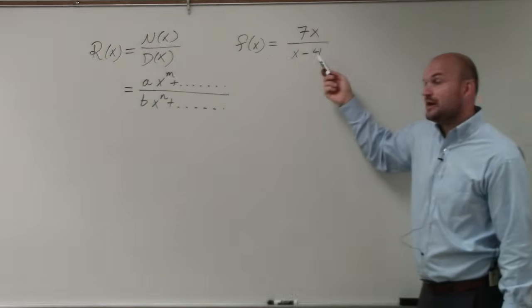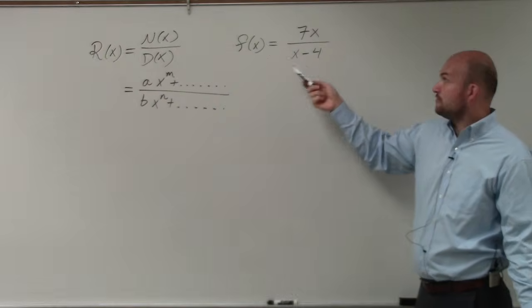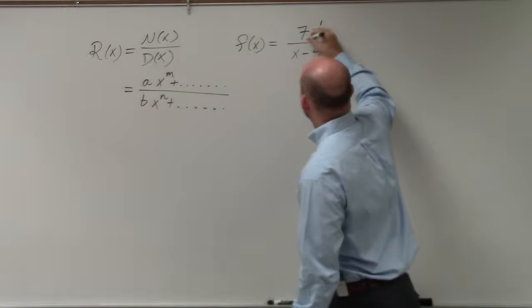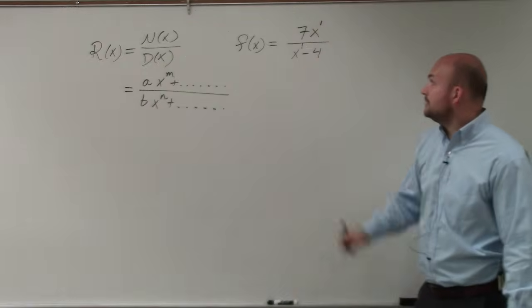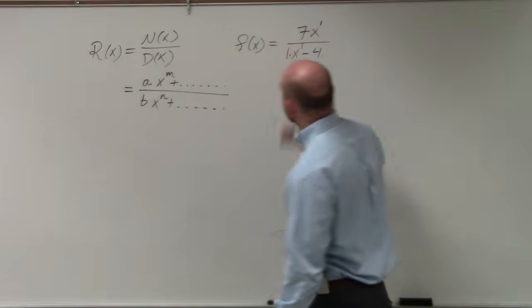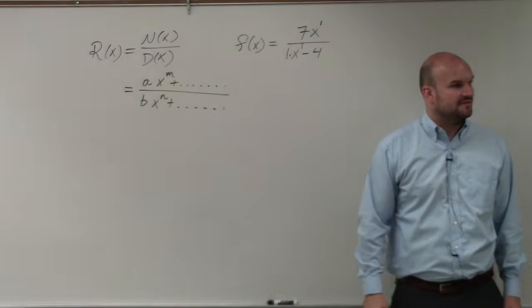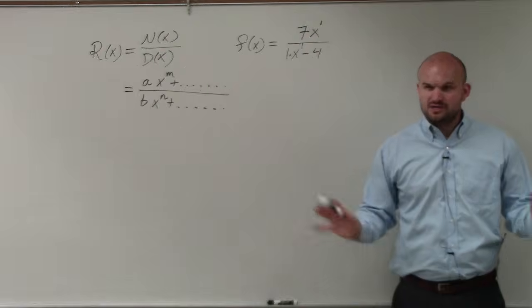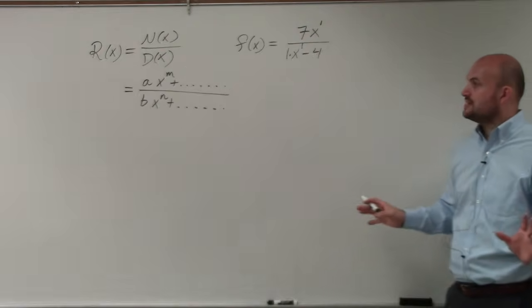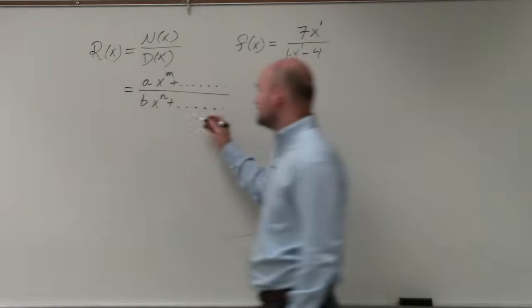So when you look at this polynomial, you'll see that both of these are written in standard form, right? Where the degrees are both 1, and my leading coefficients are 1 and 7. Does everybody follow me with that? Okay, so as long as my rational function is in that form, there are some tests for horizontal asymptotes.